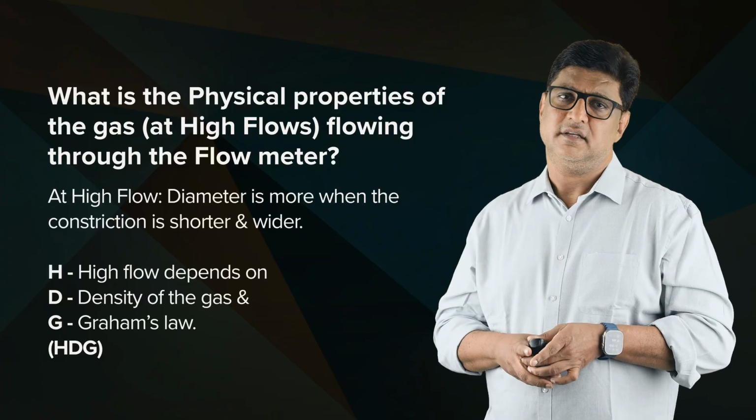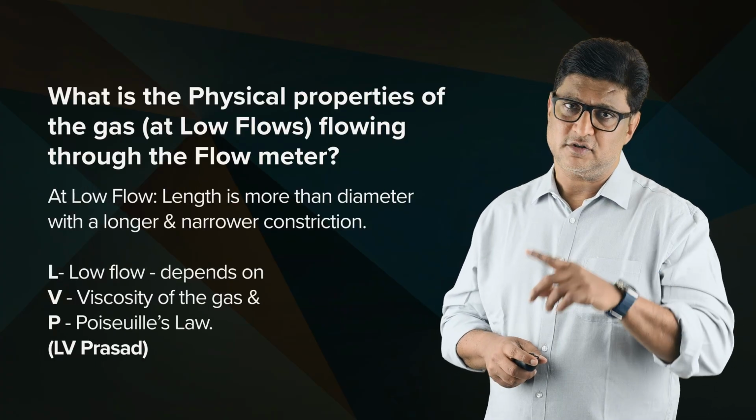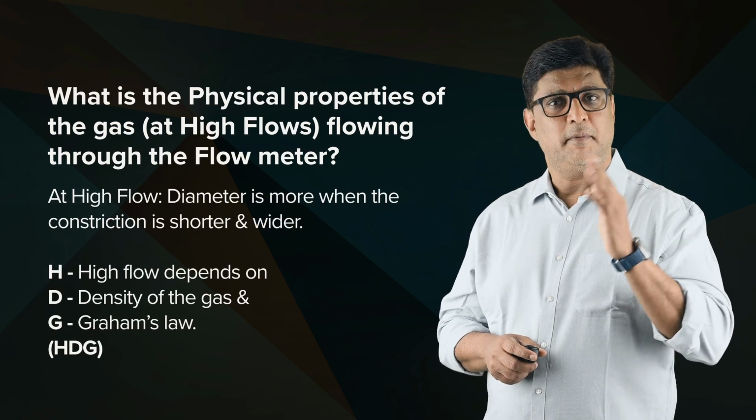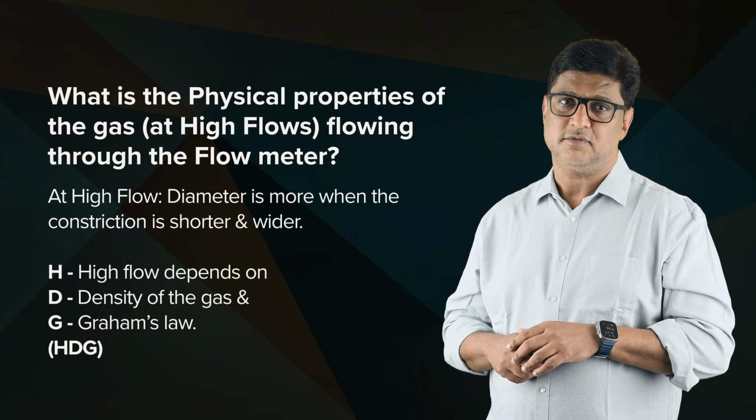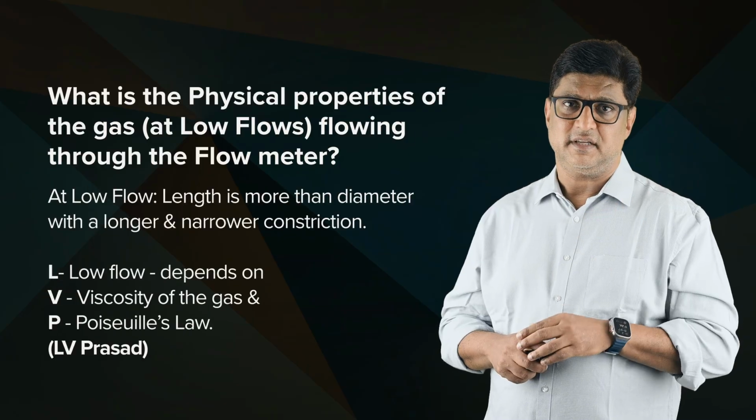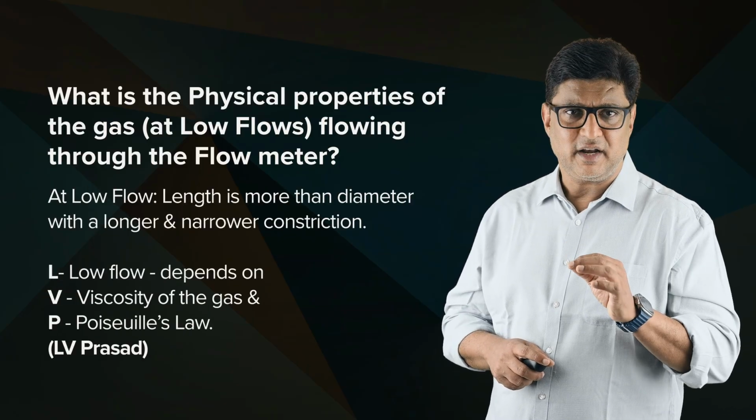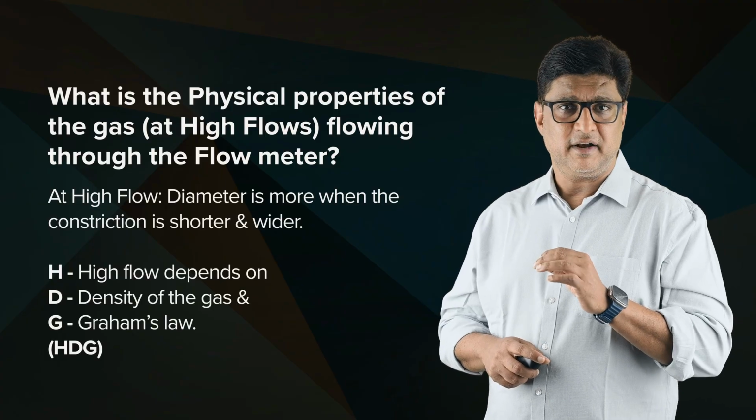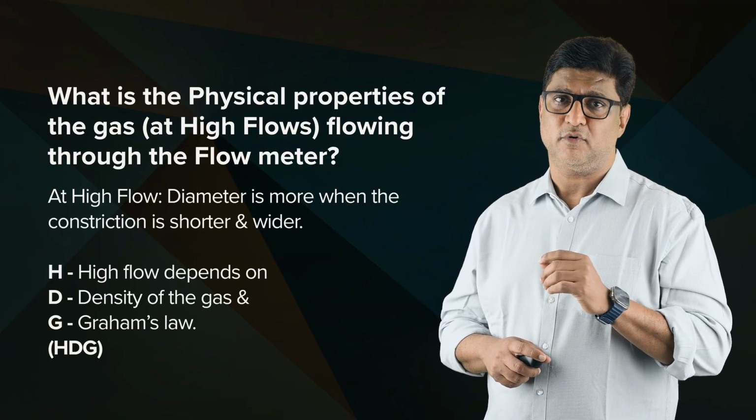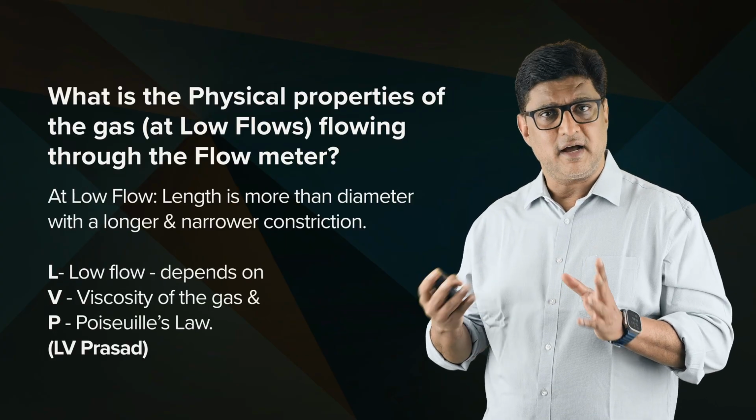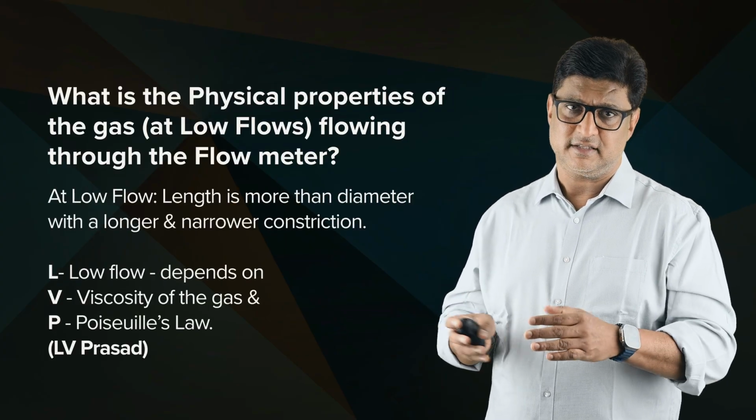So to summarize, low flows depends on viscosity, Poiseuille's law comes into place. At high flows depends on density, Graham's law comes into place. The concept is essential for understanding how flow meters function accurately for managing different gases under variable flow rates. This is one of the most important topics that could be asked in your vivas, that is the afternoon session.